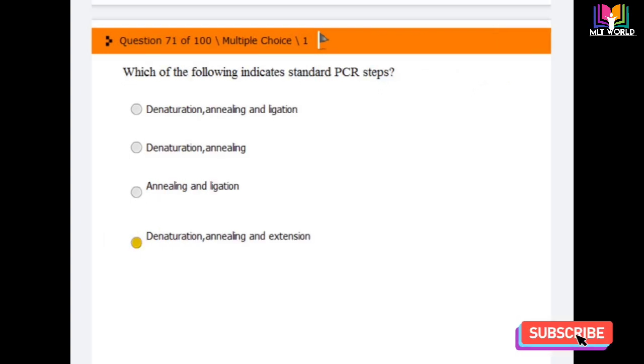Question number 71. Which of the following indicates standard PCR steps? Options are: first option is denaturation, annealing, and ligation. Next option is denaturation and annealing. Third option is annealing and ligation. And the fourth option is denaturation, annealing, and extension. And the correct answer is the last option: denaturation, annealing, and extension.